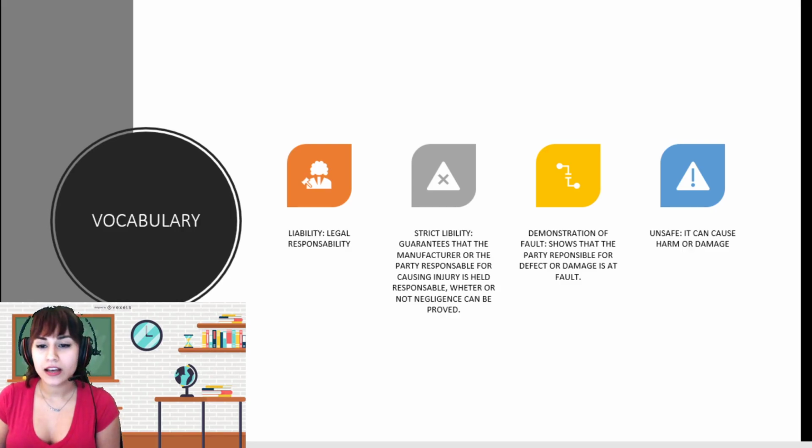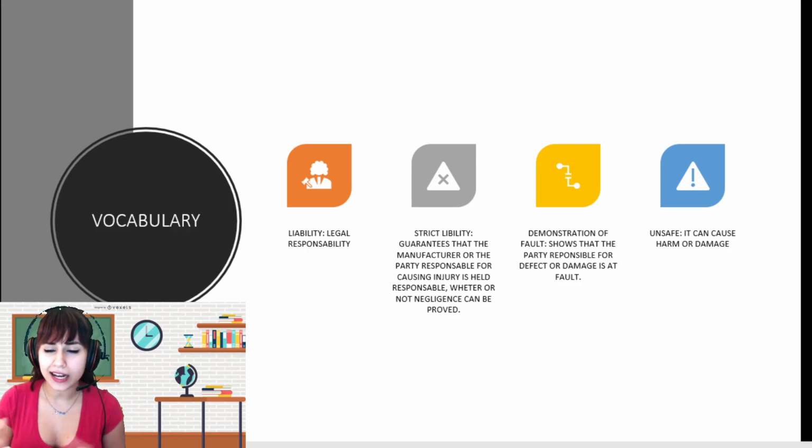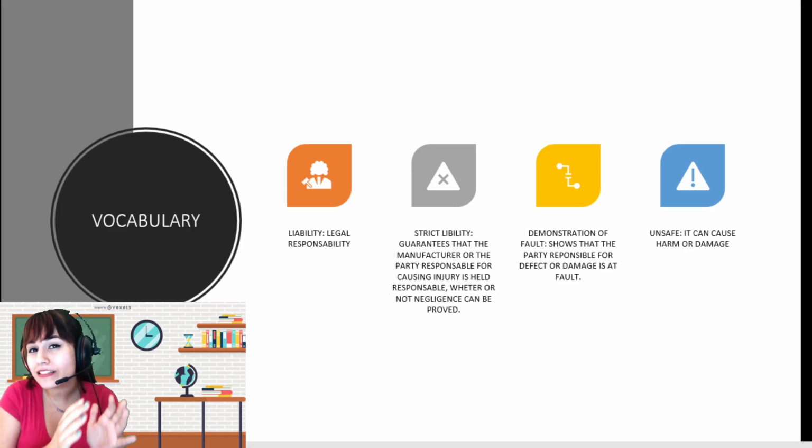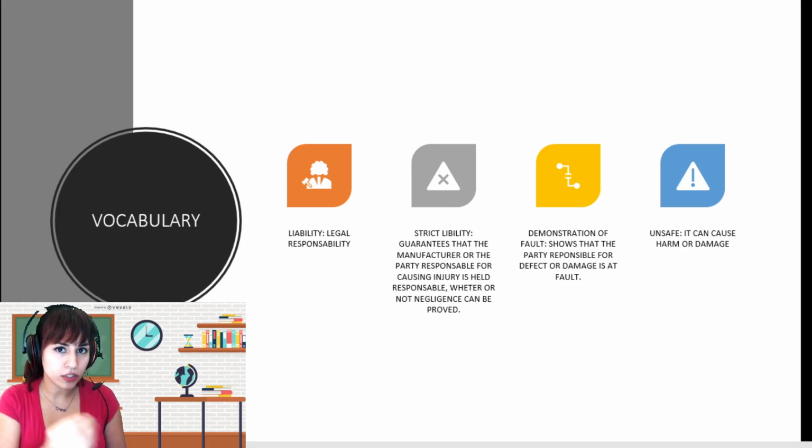liability se refiere a la responsabilidad legal estricta, pero ¿cuándo vamos a saber que estamos ante una responsabilidad estricta? ¿Ok? So, strict liability guarantees that the manufacturer or the party responsible for causing injury is held responsible whether or not negligence can be proved. ¿A qué se refiere con esto? Esto nos dice que la responsabilidad legal estricta va a ser cuando una persona o compañía va a ser responsable aunque se le pruebe o no que hubo negligencia de su parte.